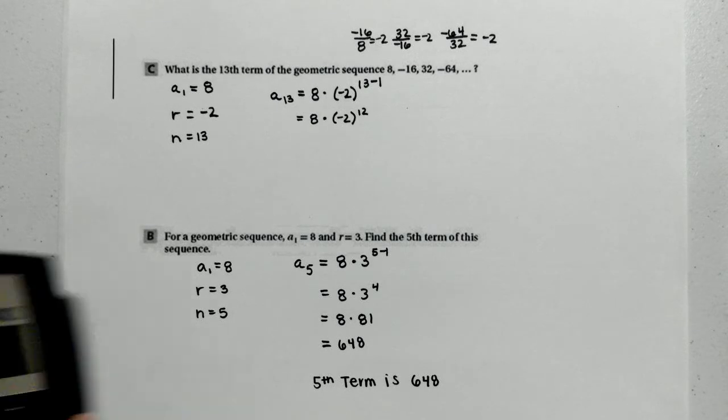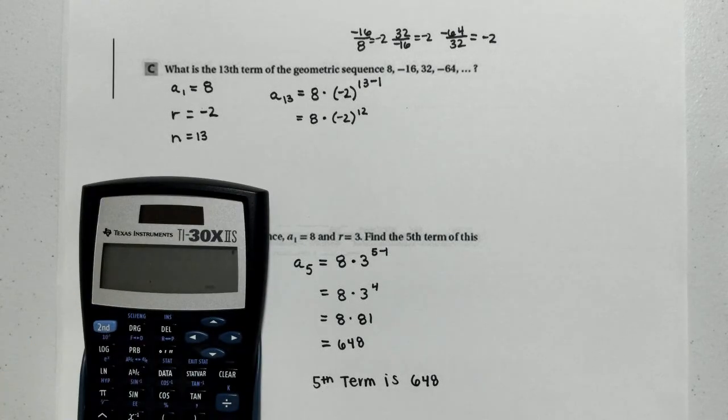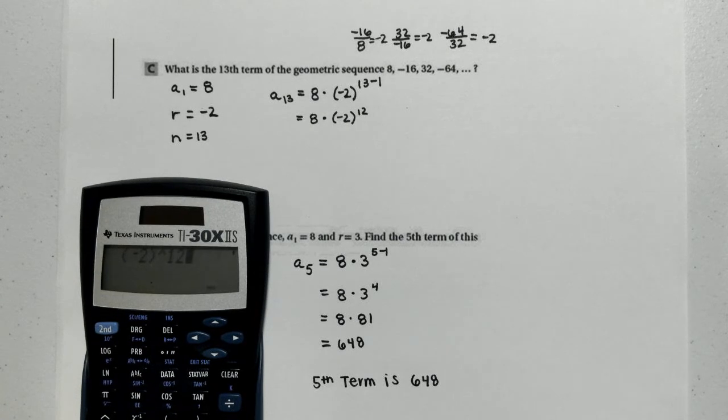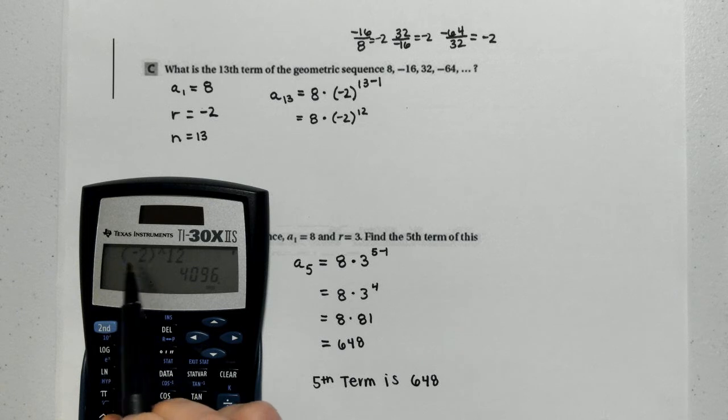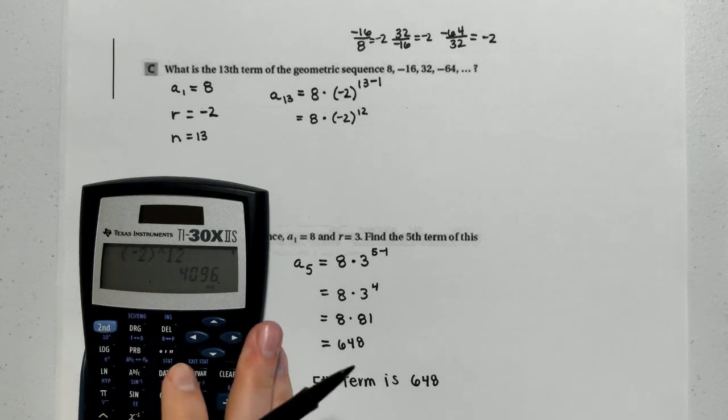When you put negative 2 to the 12th power in your calculator, remember to put the negative 2 in parentheses because you're raising negative 2 to that power. So I get 4,096. If you don't put this in parentheses, it's going to raise 2 to the 12th power and then keep that negative term.